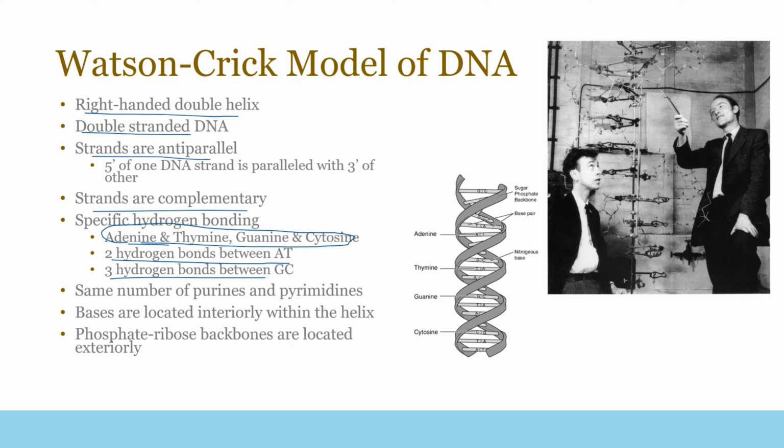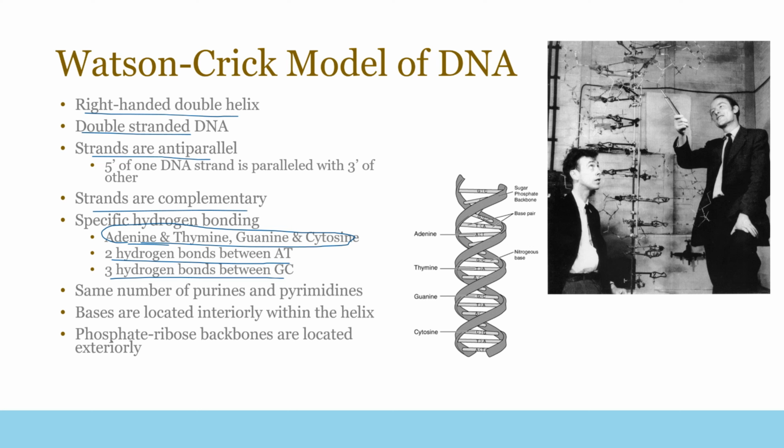There are 2 hydrogen bonds between adenine and thymine, and there are 3 hydrogen bonds found between guanine and cytosine, which makes guanine and cytosine stronger because they have 3 hydrogen bonds as opposed to 2. That means they more strongly bind to one another and are less easily denatured.